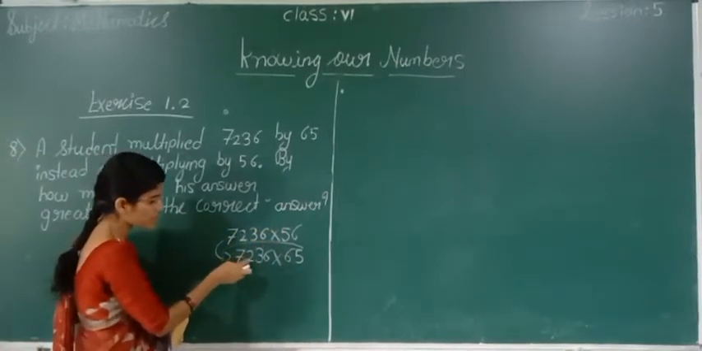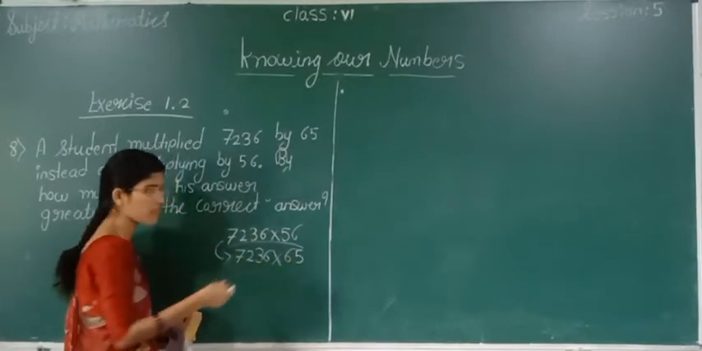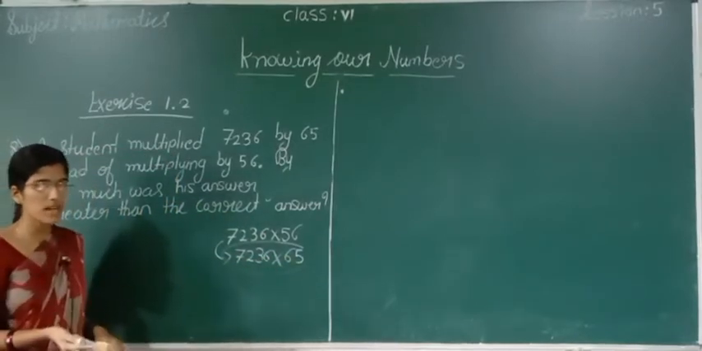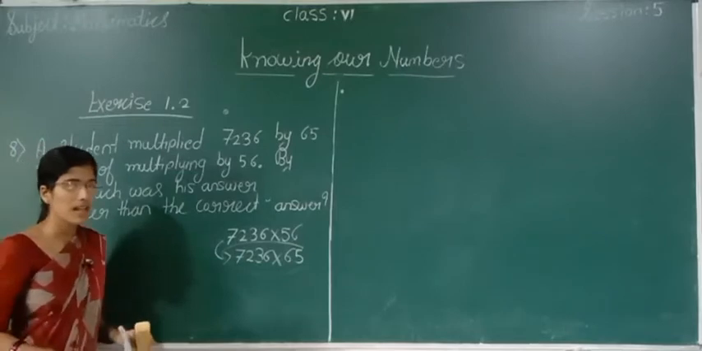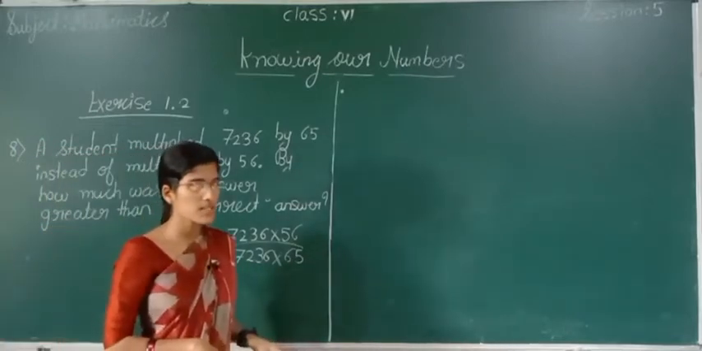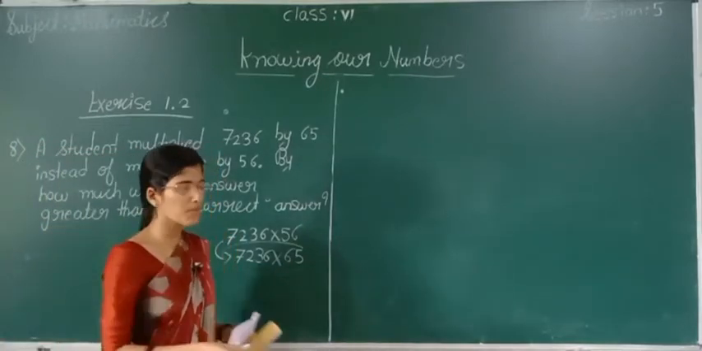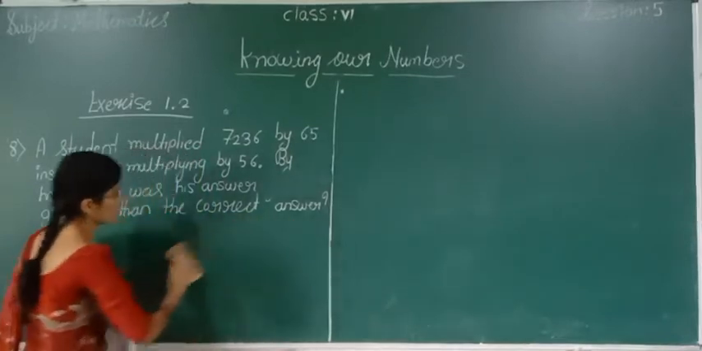Afterwards, 7236 into 65, we will get one more answer. We will do subtraction, but that will be a lengthy procedure. Yes, but we can do it in a simple way. See how to do it.